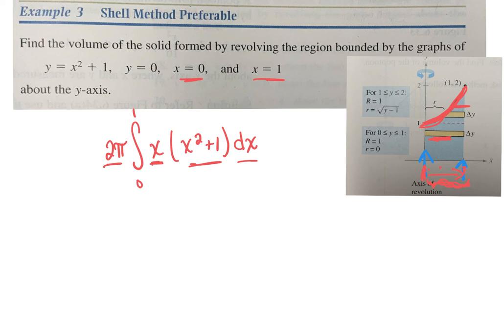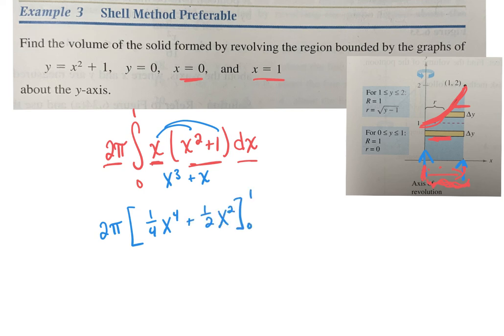I would not want to set up 2 disks here. It would be a pain. And so I'm going to distribute. I have x cubed plus x here. I have 2 pi, and now I'm going to take my antiderivative. I have 1/4 x to the 4th plus 1/2 x squared from 0 to 1. Plug it in, you get 1/4 plus 1/2. Common denominator, that's obviously 2/4. So we get 3/4 times 2, which is going to reduce to 3 pi over 2.